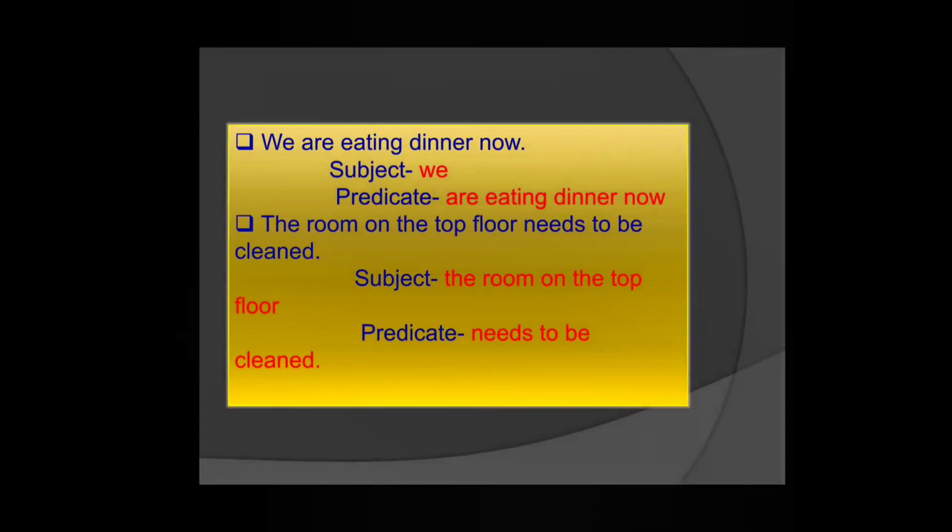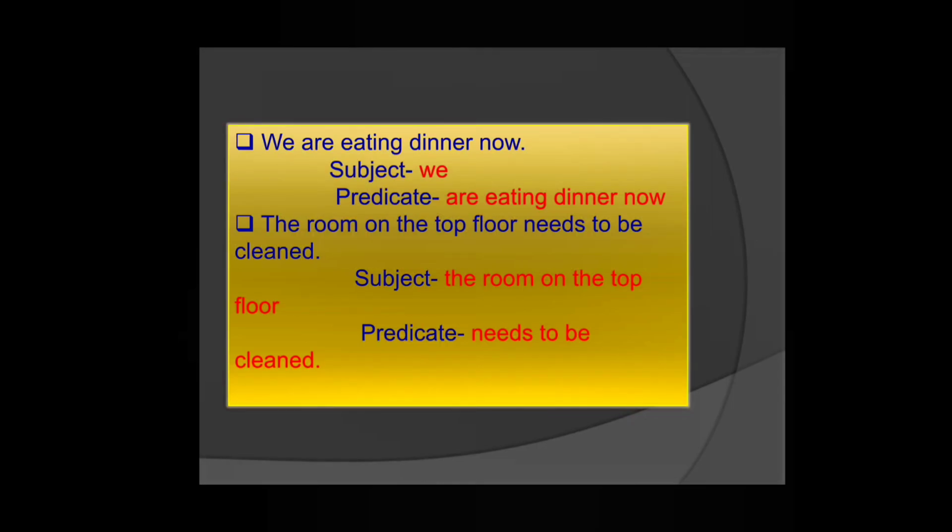Let's see the next example. We are eating dinner now. Which one is the verb? Correct, eating. Who are eating dinner? The answer is we. So we is the subject. Are eating dinner now is the predicate. Good. You are very intelligent. You have understood. Next one.